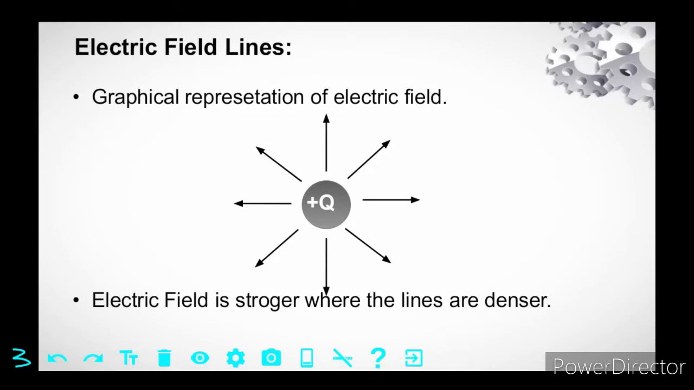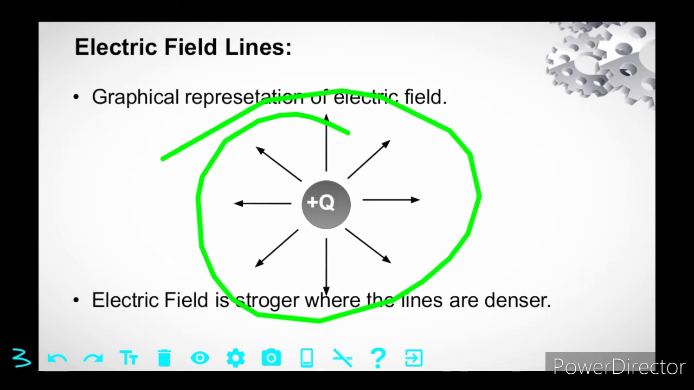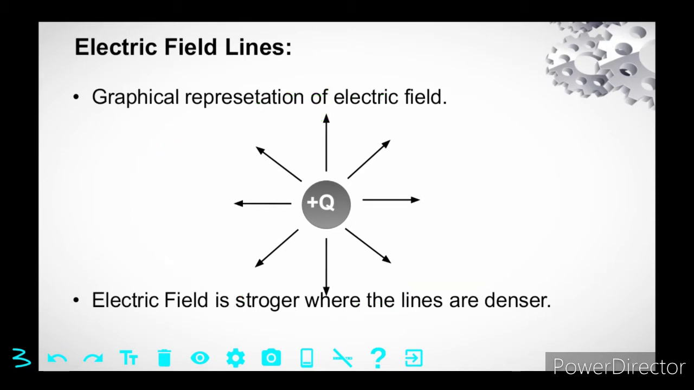So what are electric field lines? In the third video I discussed electric field. When there is a charge in space, an electric field is generated around this charge. Electric field lines are nothing but graphical representations of an electric field. Say here Q is this charge. As you can see, these arrow lines are the electric field lines.